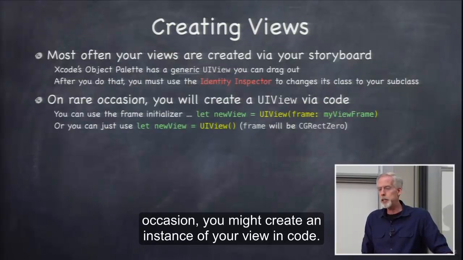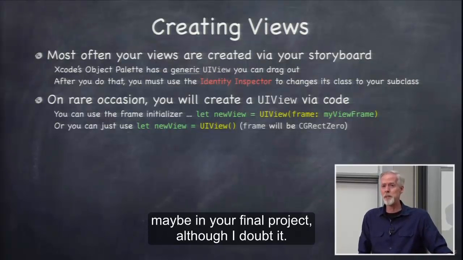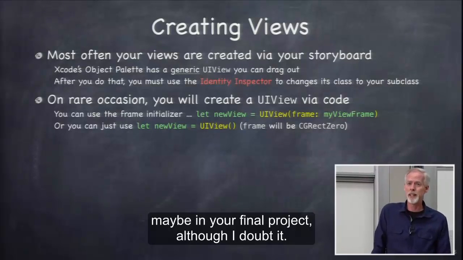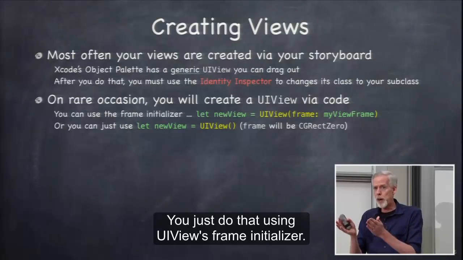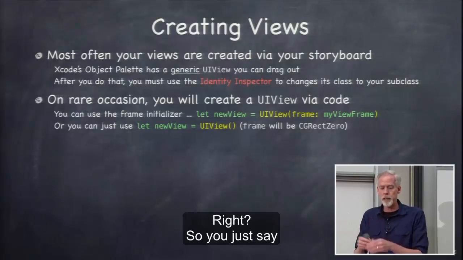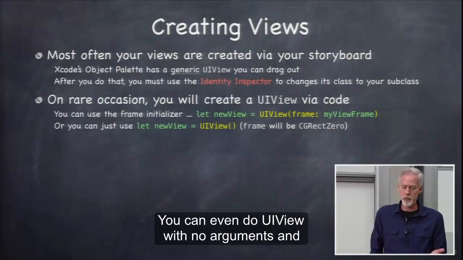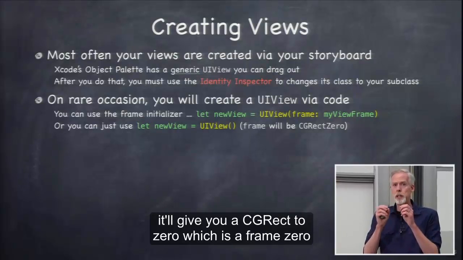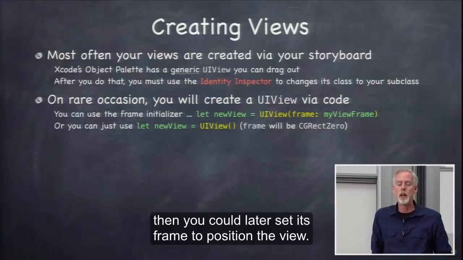On rare occasion, you might create an instance of your view in code. Probably never in this class, maybe in your final project, although I doubt it. You just do that using UIView's frame initializer, right? So you just say view equals UIView(frame:). You can even do UIView with no arguments. It'll give you a CGRect zero, which is a frame with zero size and width, and then you could later set its frame to position the view.